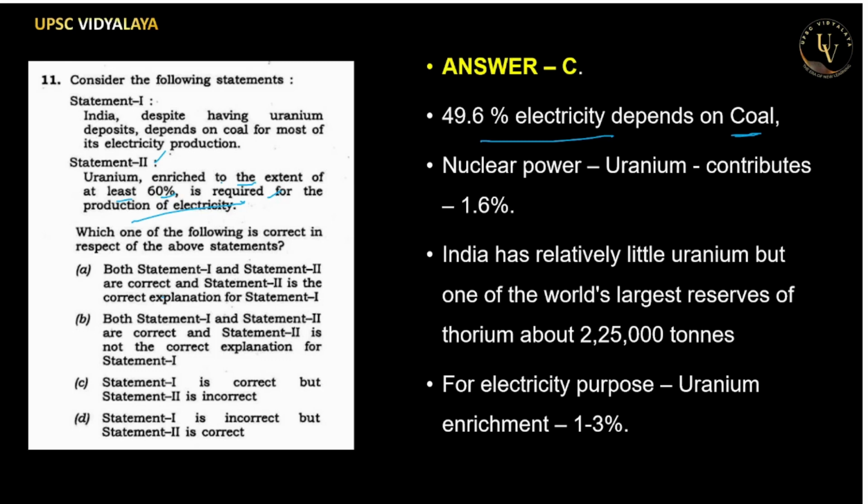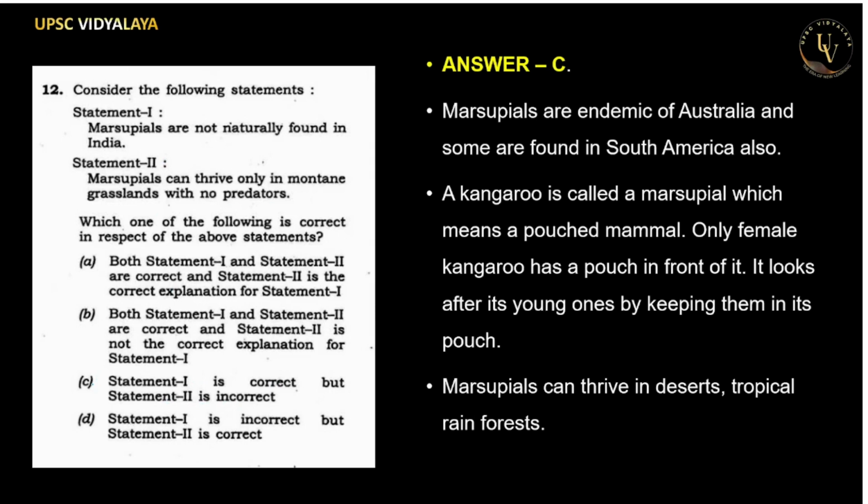फिर इलेक्ट्रिसिटी पर्पस के लिए यूरेनियम को कितना परसेंट एनरिच करना है? It is just 1 to 3%. सो स्टेटमेंट नंबर 2 हमको क्या है? That is not correct, that is not required. सो व्हाट इज द आंसर फॉर दिस क्वेश्चन? Statement number 1 is correct, but statement number 2 is incorrect. Okay. Now moving on to the 12th question.